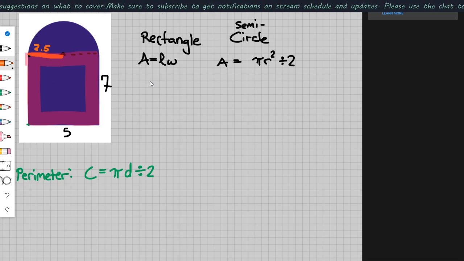Okay, so rectangle, length times width. Area equals, I'm going to use 5 for my length. You could have used 7. Width is going to be 7 for me in this case, but you'll still get the same answer, and that's 35 units squared for our area for the rectangle.